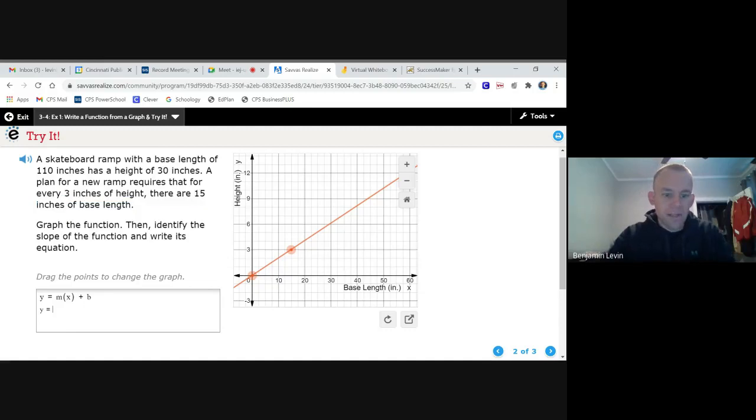So our M is our slope, so it's going to be 3 over 15. Hey, that's cool, it even makes a fraction for me. x plus, what's our B? Where was our starting point in this graph? What is our y-intercept here? Where did this line cross the y-axis? That is our plus B, our y-intercept.